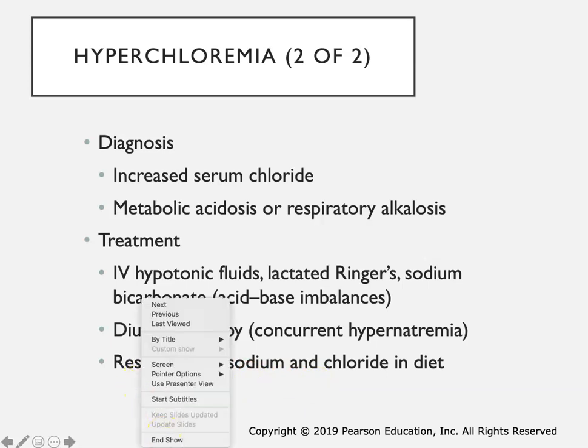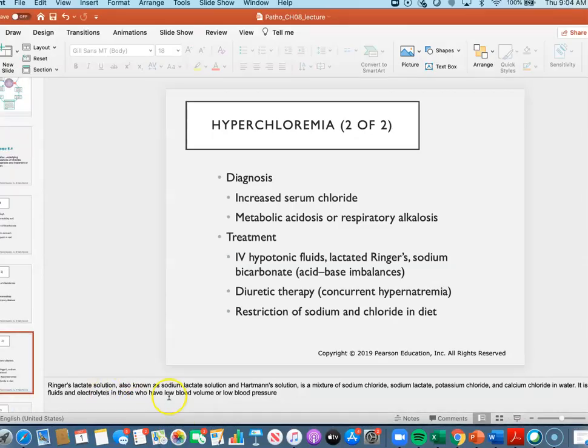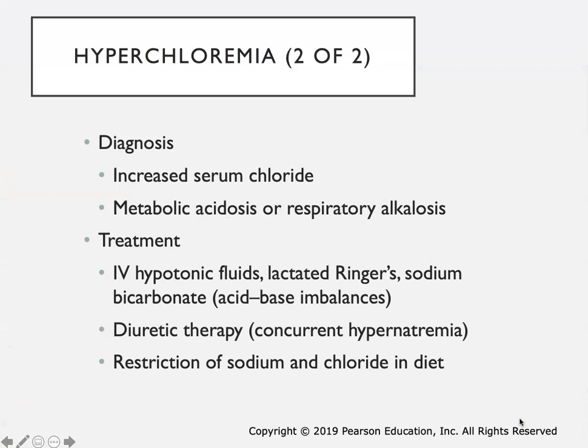If you check my notes on this slide, there's a little information on what Ringer's lactate solution is. It's a mixture of sodium chloride, sodium lactate, potassium chloride, and calcium chloride in water, okay? It's used for replacing fluids and electrolytes. So what you give in terms of an IV fluid depends on which electrolytes are missing and what the fluid levels are. It's important to get the labs to look at all those levels.